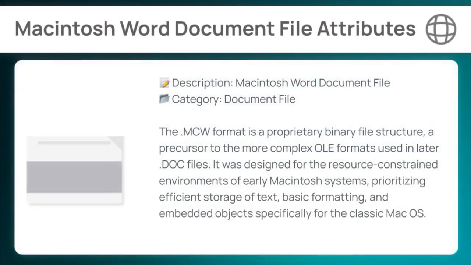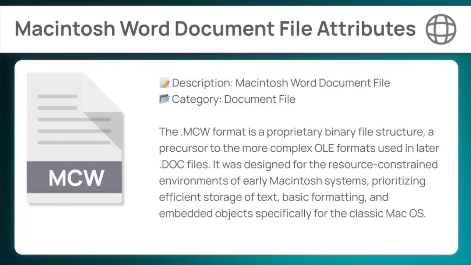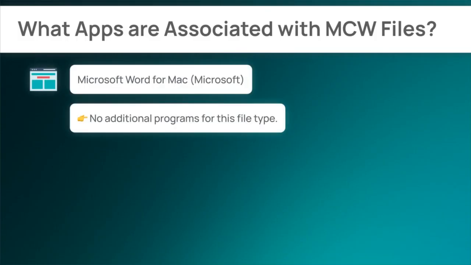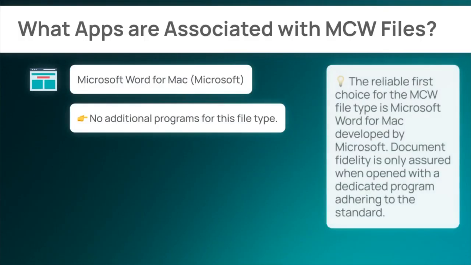The MCW format is a proprietary binary file structure, a precursor to the more complex OLE formats used in later .doc files. It was designed for the resource-constrained environments of early Macintosh systems, prioritizing efficient storage of text, basic formatting, and embedded objects specifically for the classic Mac OS. The MCW extension has a direct link to the Microsoft Word for Mac application by Microsoft. Document fidelity is only assured when opened with a dedicated program adhering to the standard. Windows supports basic document visibility, though deeper editing requires proper tools.